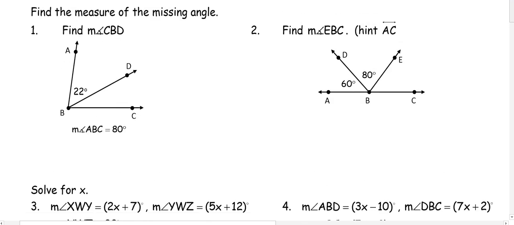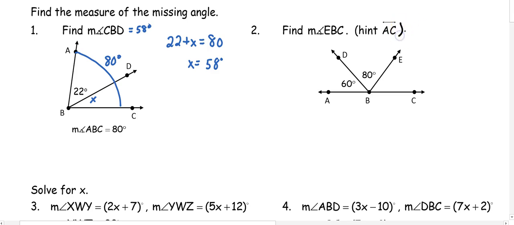Number one, find the measure of the missing angle. So number one, we want to find the measure of CBD. So we want to know this inside angle here. They also tell us that ABC is 80 degrees. So remember that the two smaller pieces are equal to 80. So we have 22 plus x is equal to 80. We're going to subtract 22 on both sides, and we get x is 58 degrees, which means this angle is equal to 58 degrees.